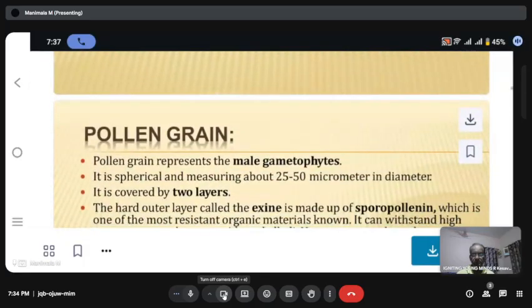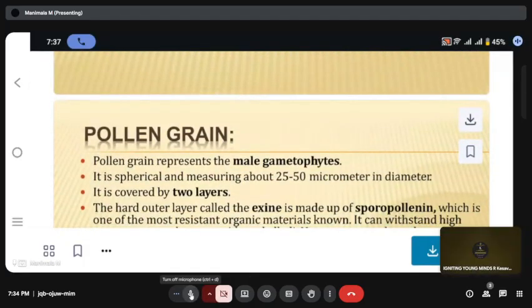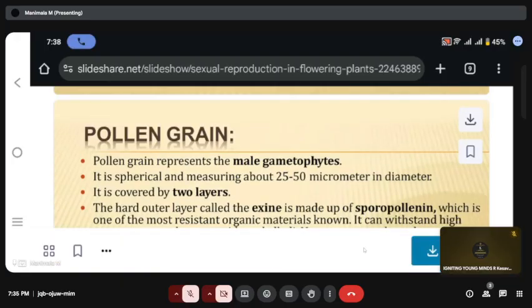So we all know the pollen grains. The pollen grain is a male gametophyte. It is produced from the anther, and the number of pollen grains produced in the anther is large. These pollen grains will be released from the anther when the anther dehisces, that is, when it splits. When the anther splits, the pollen grains are released.